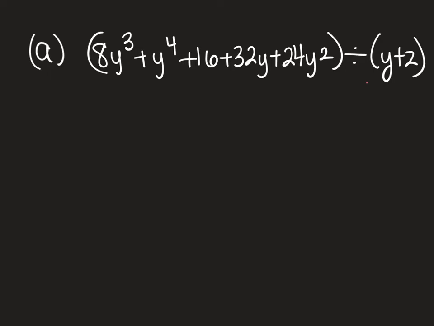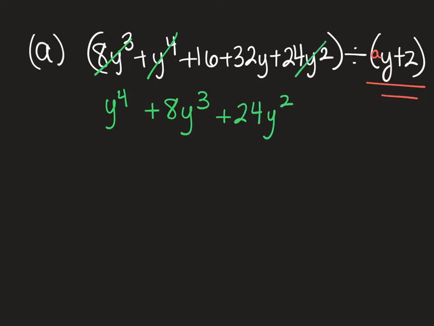If we look at our divisor, the thing we're dividing by, it is a linear factor. And our a value in front of the y is 1. So let's definitely use synthetic division. But before we do that, we need to rewrite this polynomial in order. So first I'm going to write my y to the 4th, then my 8y cubed, then my 24y squared, then my 32y, and then my 16. Okay, so now we can do this.